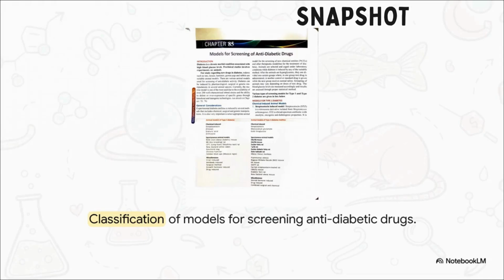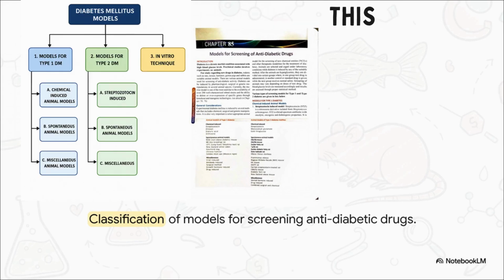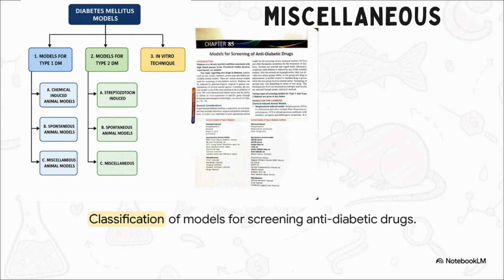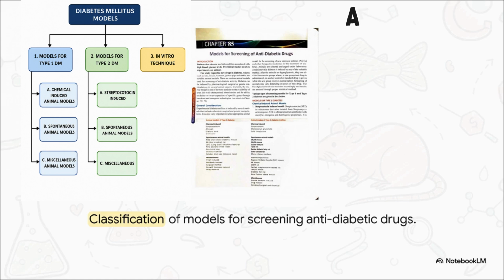Take a good mental snapshot of this exact classification table from your textbook. It divides models into chemical, spontaneous, surgical, and miscellaneous categories. Look, this is literally the core skeleton of your essay. When you sit down for the exam, draw this out as a massive flowchart. If you recreate this tree, splitting into type 1 and type 2, and then branching out into chemical, spontaneous, and miscellaneous methods, you've practically secured a passing grade before you even write a single paragraph.